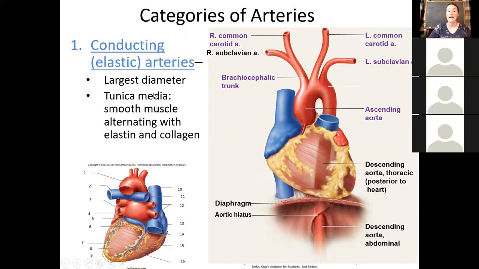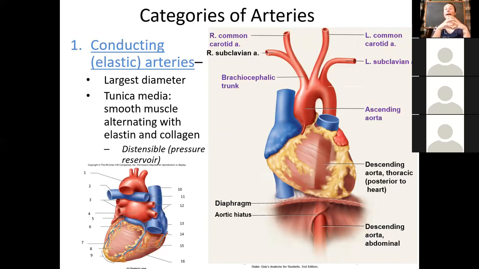It has a very thick tunica media, and it has a lot of elastin and collagen inside, so it's really reinforced so that it can stretch and recoil with every single heartbeat. Okay, so it's distensible. It is a pressure reservoir.